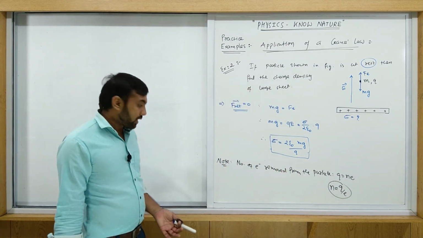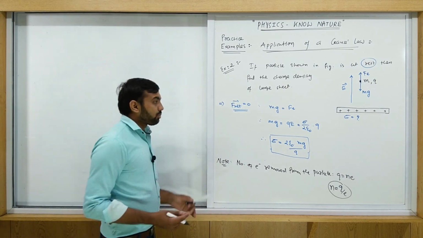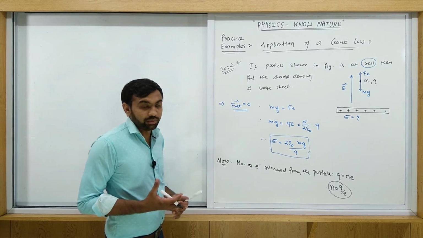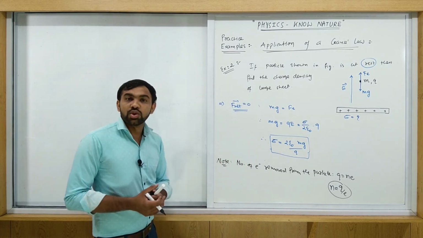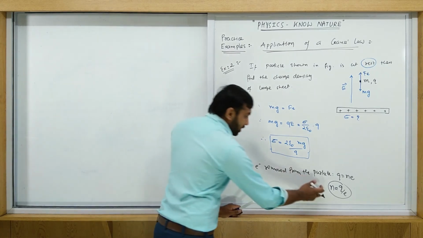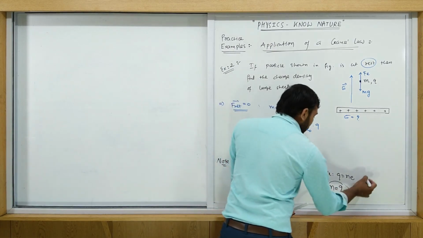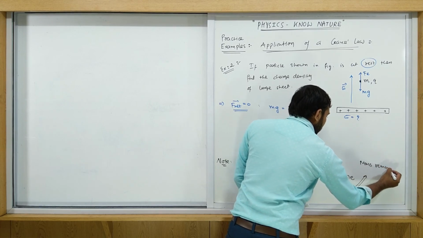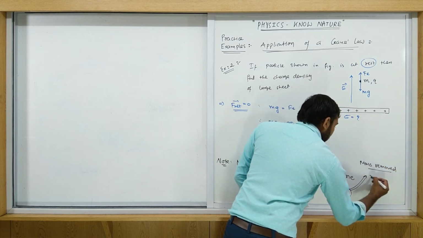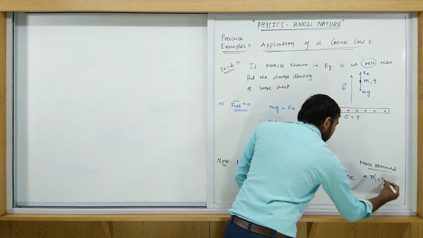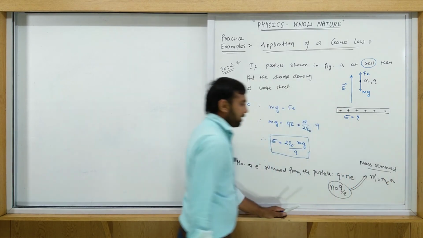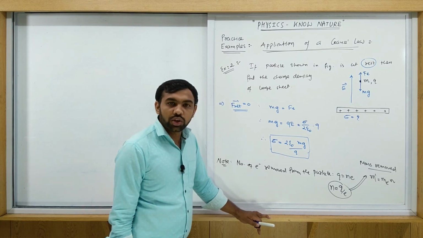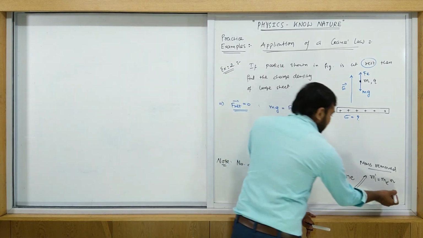Now such a question can also be asked: how much mass is removed from this particle, so that this particle comes to rest. If the number of electrons is n, then how much total mass must have been removed? Mass removed, m dash, is equal to mass of electron into n. The mass of one electron is m, so for n electrons it is m electron into n. Such questions can also be asked.